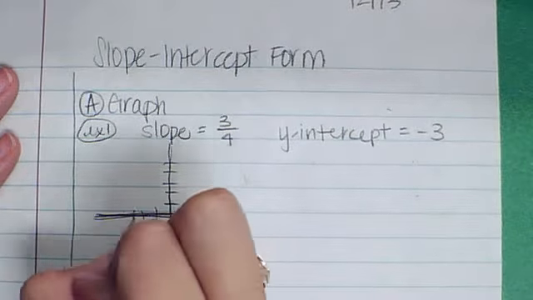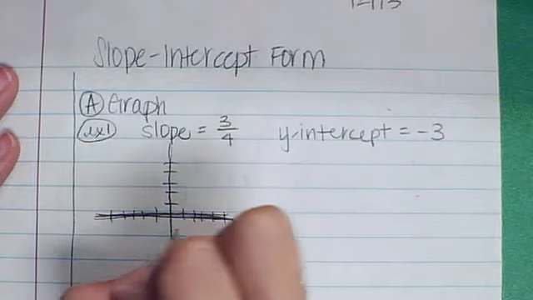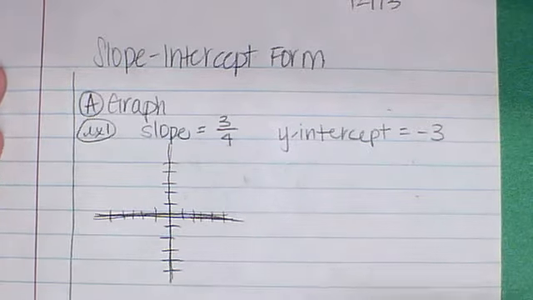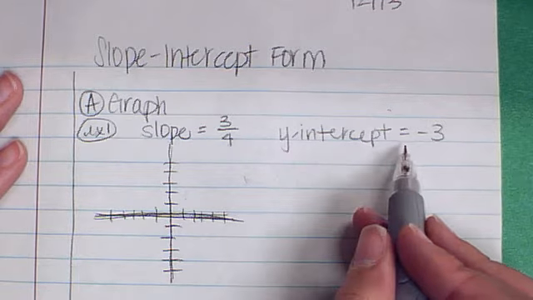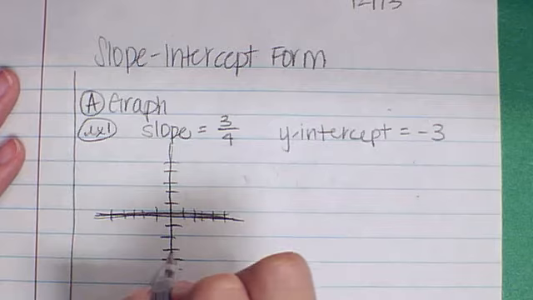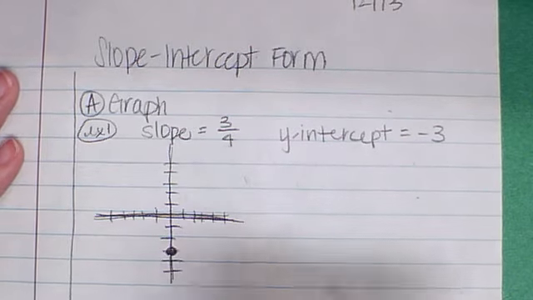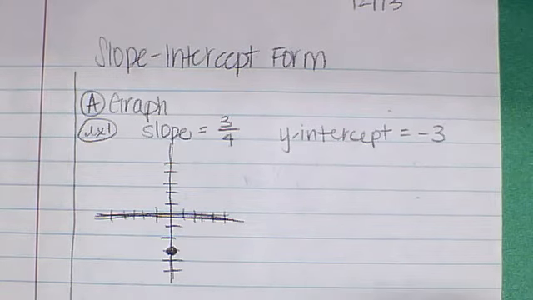Each time I'm just going to start by going 5 each way. I may need to add more, but it's just a good starting place. I'm also always going to start by graphing the y-intercept first on the y-axis. I'm going to go down 1, 2, 3, and that's my y-intercept. Put a point there. And then I'm going to use my slope to get 2 more points.